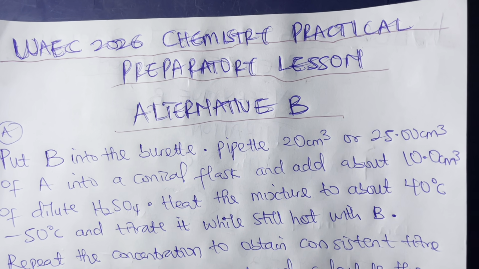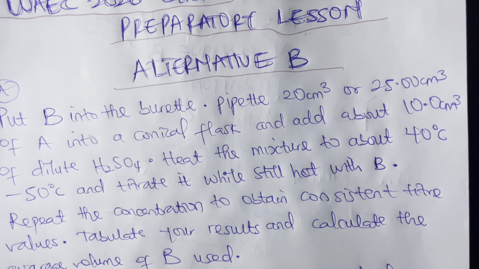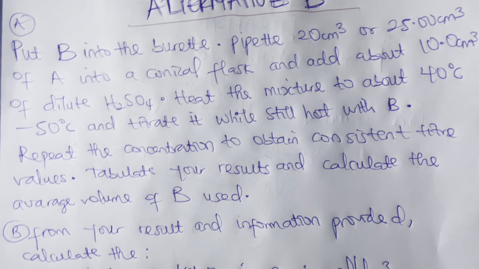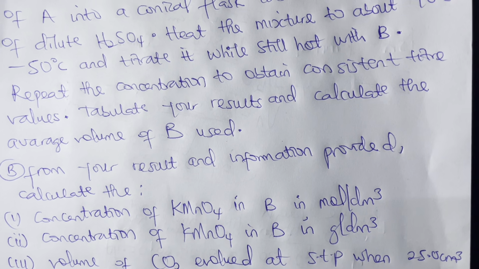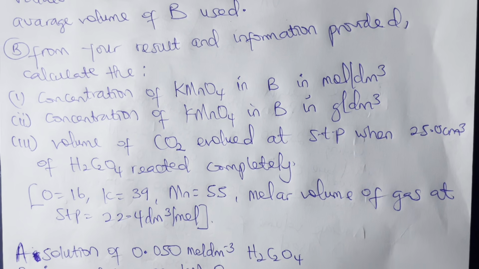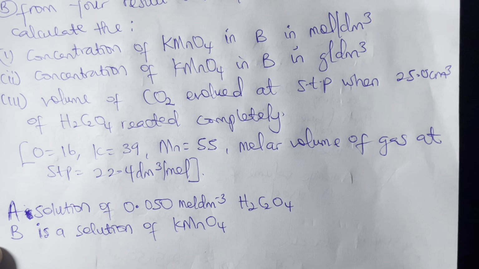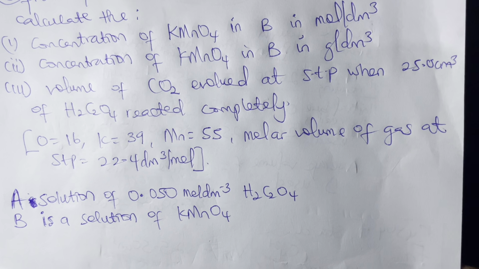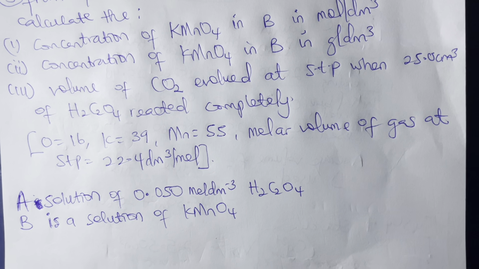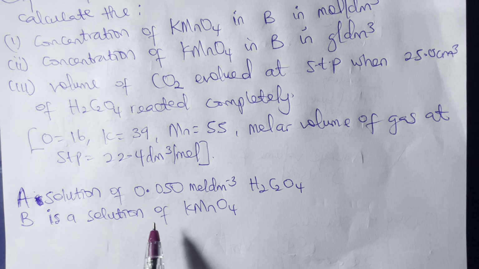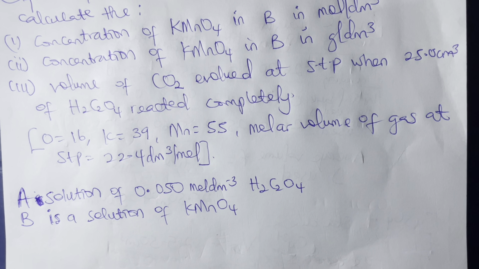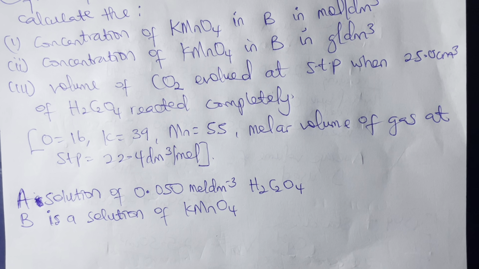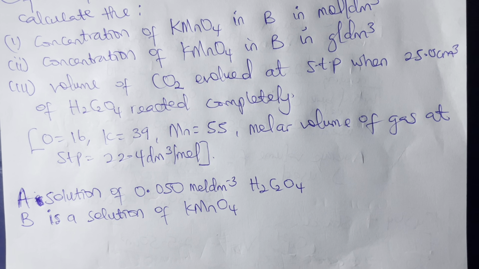Do well to pause this video and read this question. Read it up as you can see. You can pause this video and read the question. Looking at this now, please take note of this information. A is the solution of 0.050 mole per dm cube H2C2O4, and B is a solution of KMnO4.